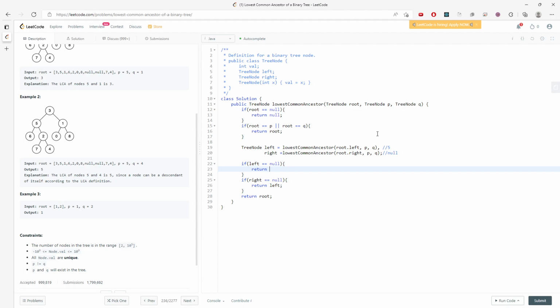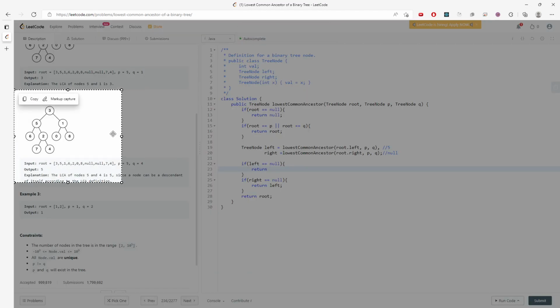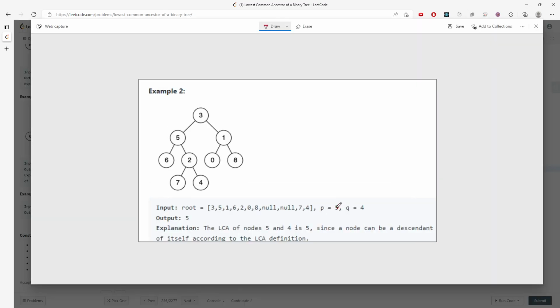So imagine P is not 5, P is actually 2. So you just keep traversing on the left and right. So this is null, right? The right is null. Right, so let me do this again. Right is null.